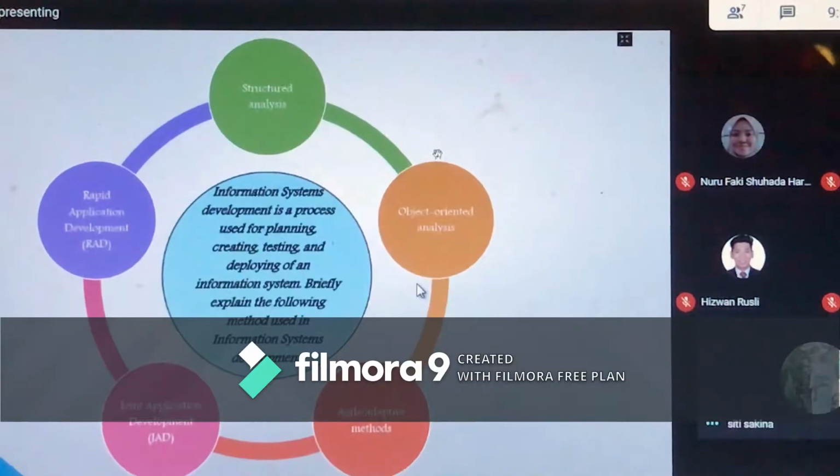Next is joint application development. It focuses on team-based fact-finding, which is only one phase of the development process. And the last one is rapid application development. It is more like a compressed version of the entire process.